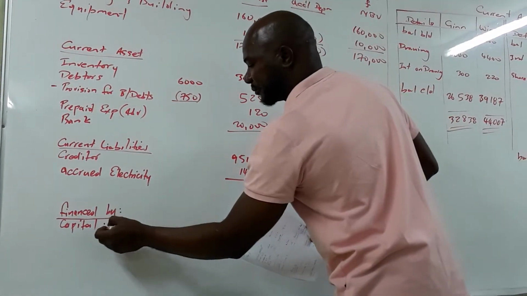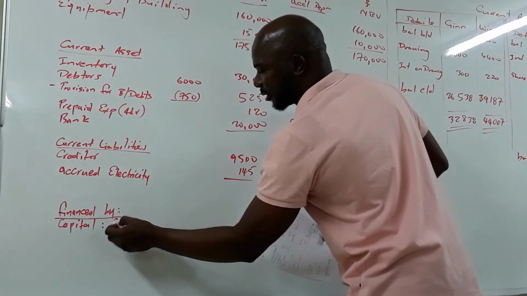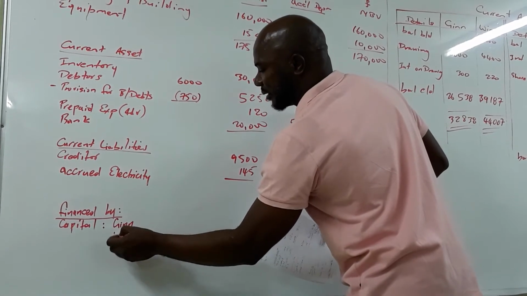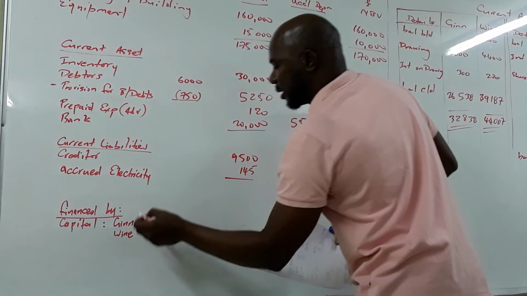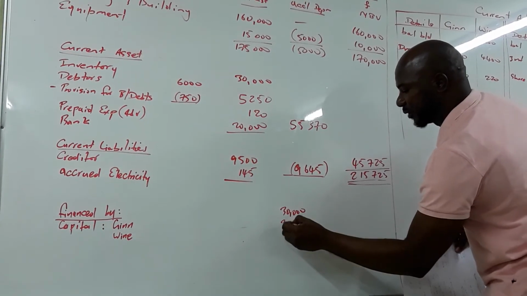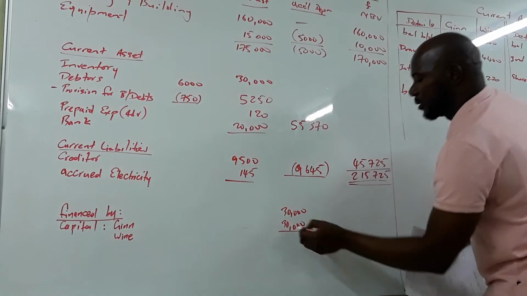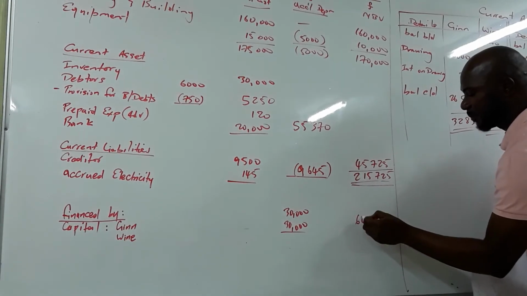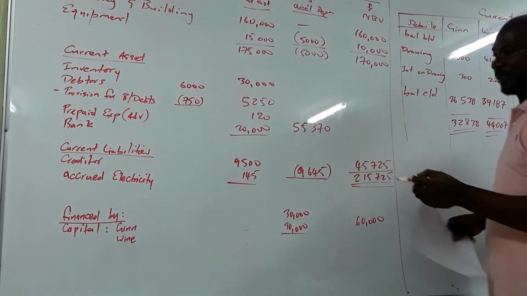So the capital. Now again, the partners were Gin and Wine. And both of them contributed capital of 30,000. So their total capital contribution was $60,000.